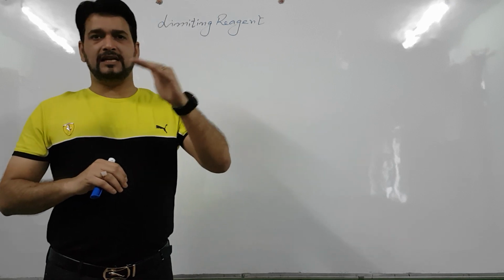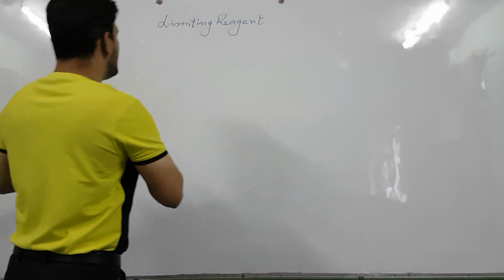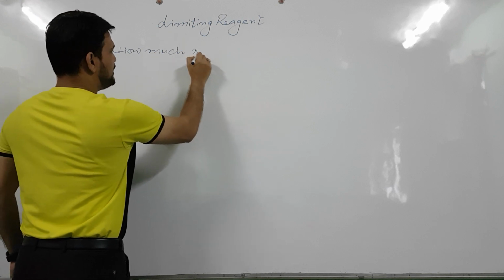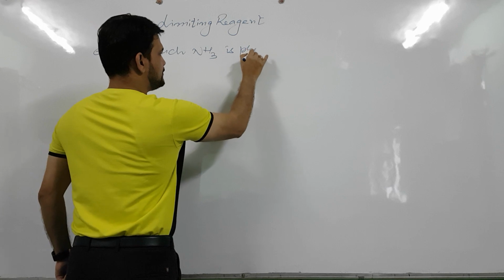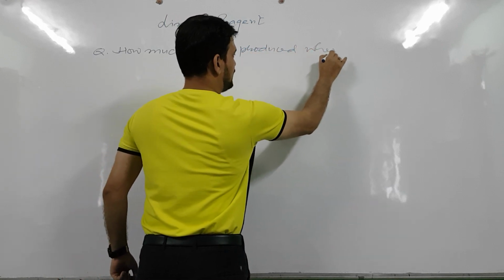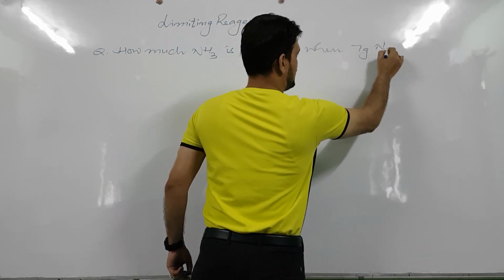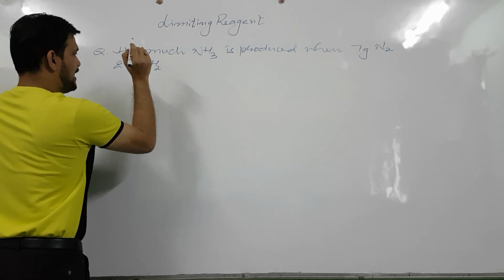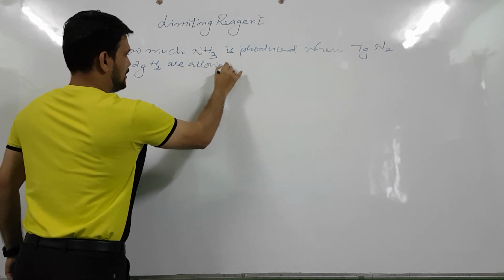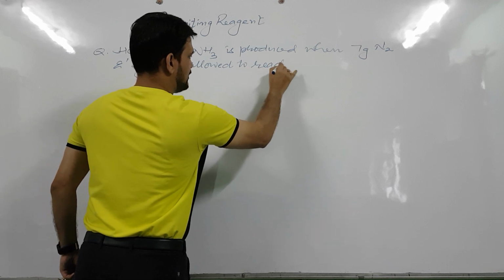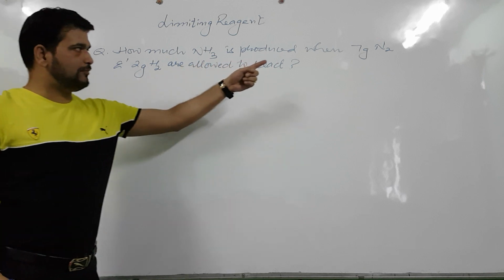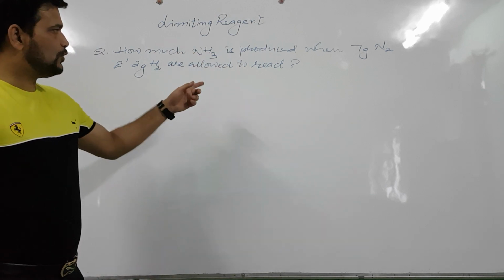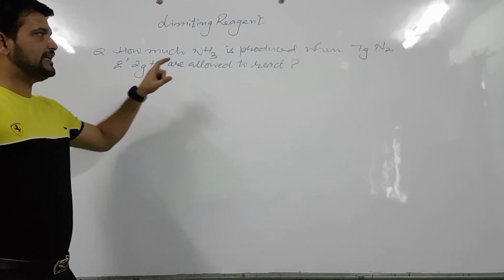So let us find out the limiting reagent with the help of a numerical. The numerical is: how much ammonia is produced when 7 gram nitrogen and 2 gram hydrogen are allowed to react? When 7 gram of nitrogen and 2 gram of hydrogen are allowed to react, then how much ammonia will be produced? So it is clear that nitrogen and hydrogen are the reactants.